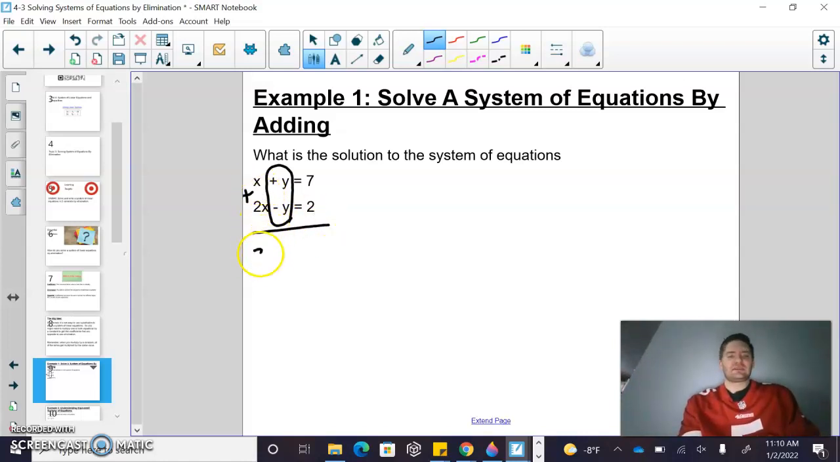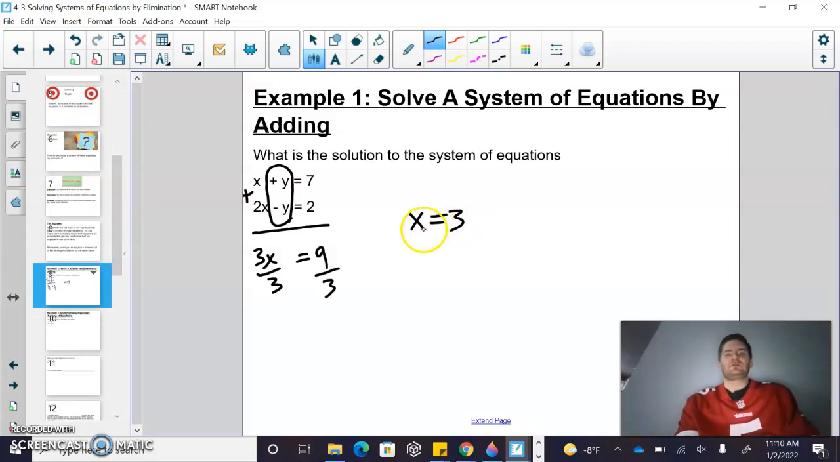x and 2x added together gives you 3x. 7 plus 2 gives you 9. And if you add the plus y and the negative y together, you get 0. So 3x is equal to 9. You divide by 3. x is going to be equal to 3.